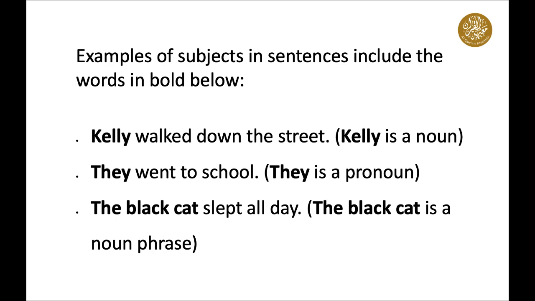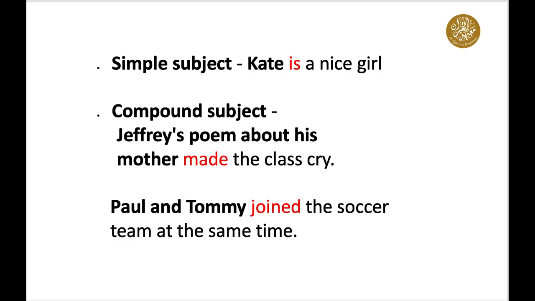There are a few different types of subjects. A simple subject is just one word, without any modifiers, usually a noun or a pronoun. A complete subject is the simple subject plus all modifiers. A compound subject is made up of more than one subject element. Let's look at simple subject first. Kate is a nice girl. So Kate here is a one-word subject or Mubtada.